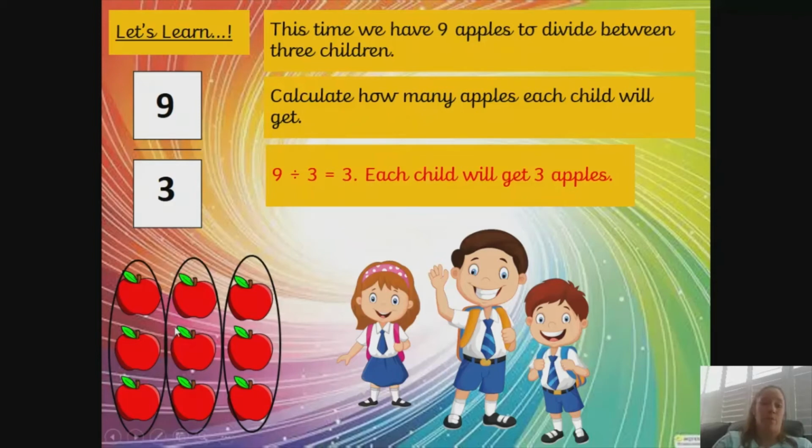Because 3 times 3 is 9. Remember the inverse when we looked at that before. 3 times 3 is 9. 9 divided by 3 is 3.